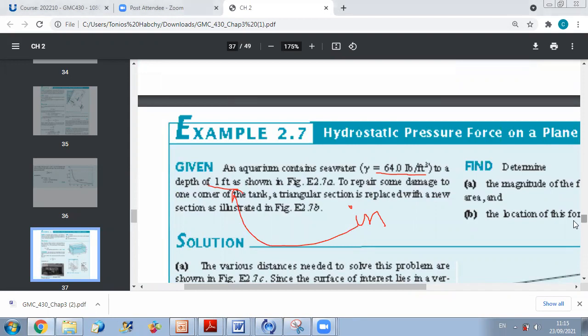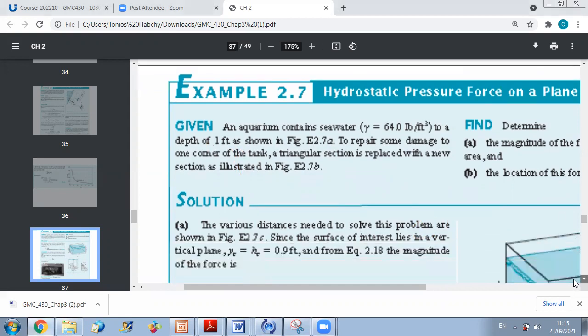Keep in mind that in the English system, if they give you rho and you want to find gamma by doing rho times g, the value of g is 32.2 feet per second squared. So it's not 9.81, just remember this. So now we have calculated the value.